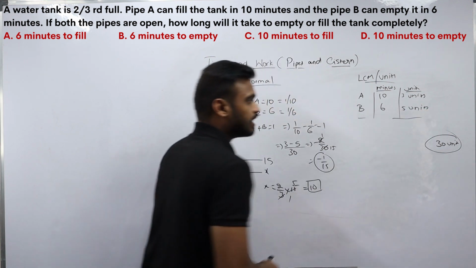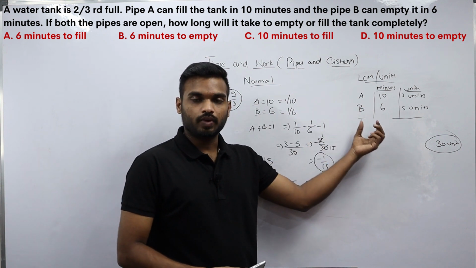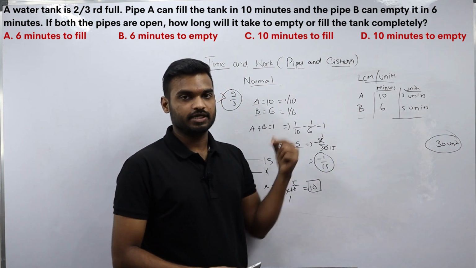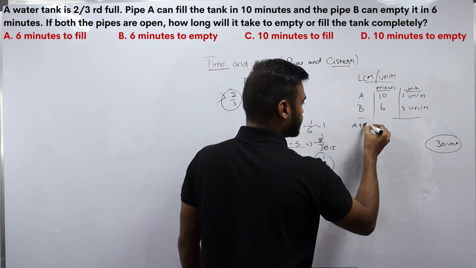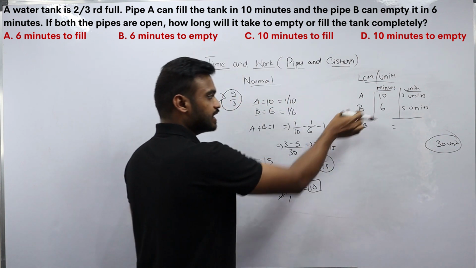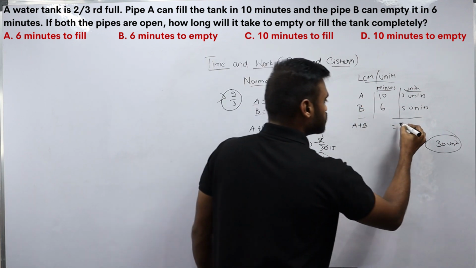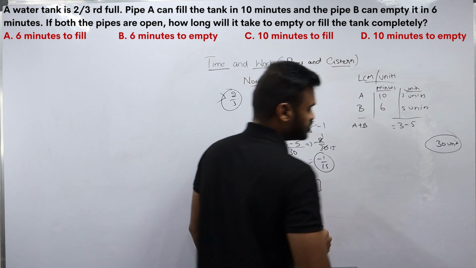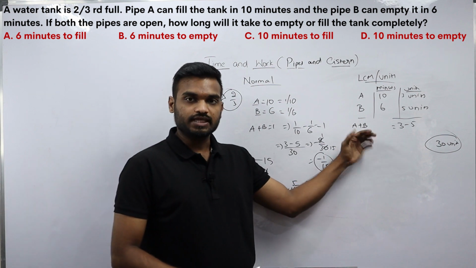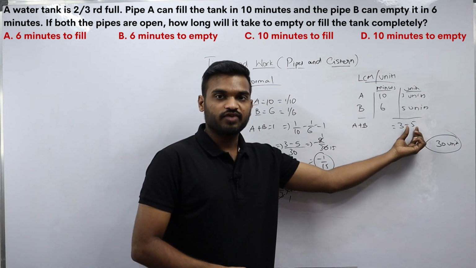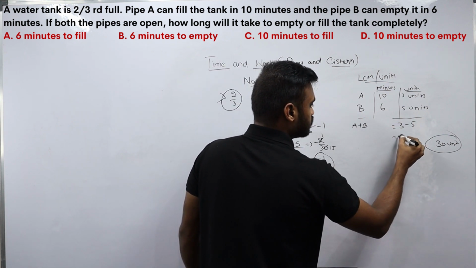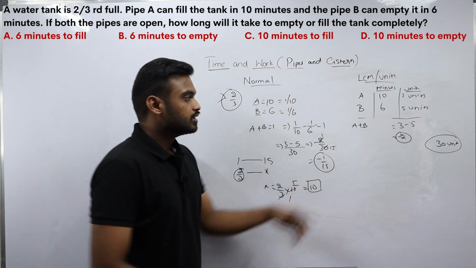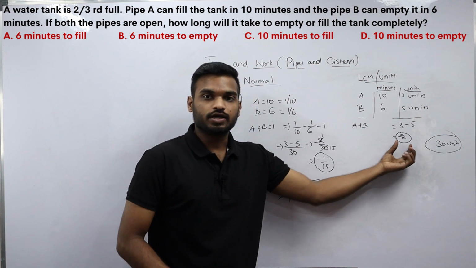Now if I add both the works, I will come to know the total amount of work done per minute. So if I add A plus B, since B is removing the work, I am keeping the negative symbol for B's work. So I will get 3 minus 5, that is minus 2 units. So they are emptying 2 units of work per minute.